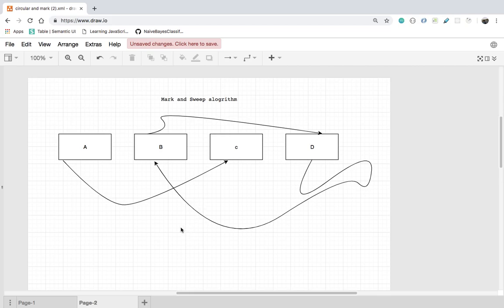I hope the two videos on Python coding helped you understand better what memory management is doing under the hood for us.